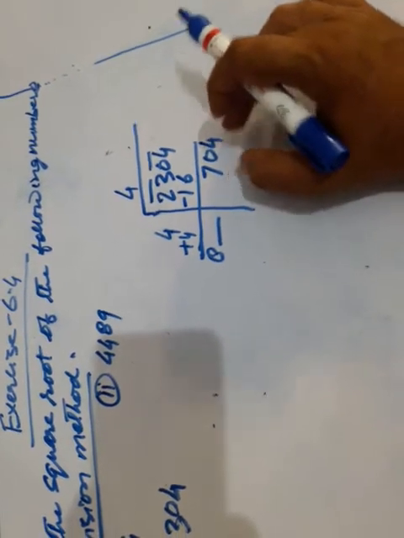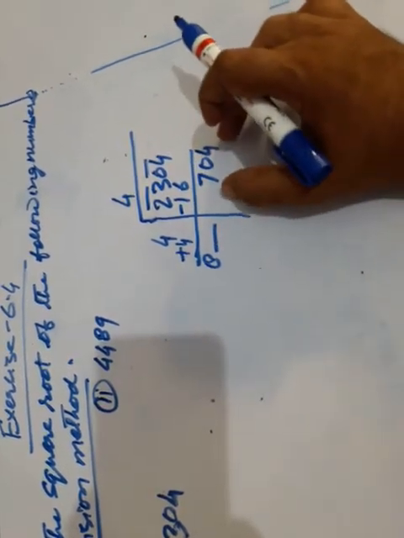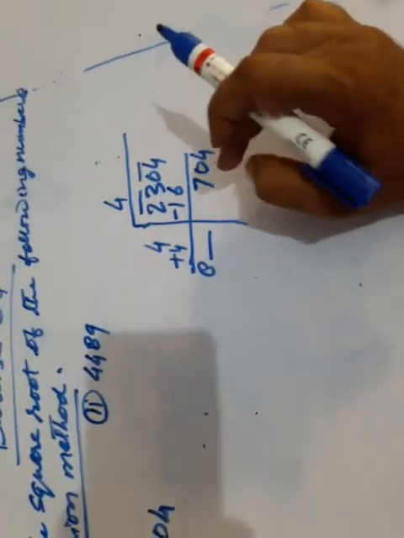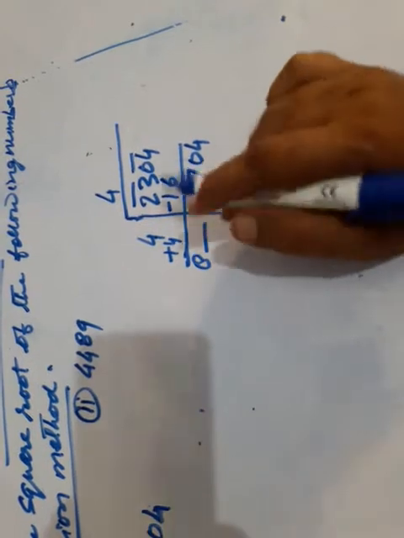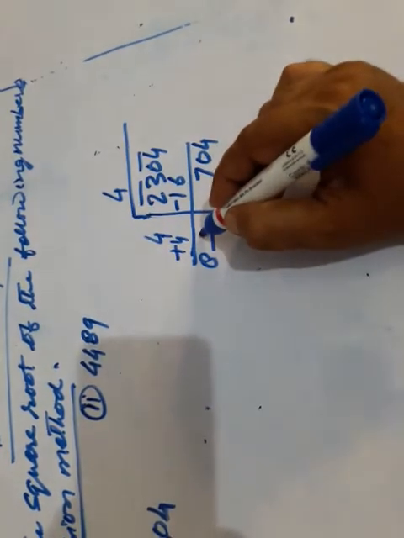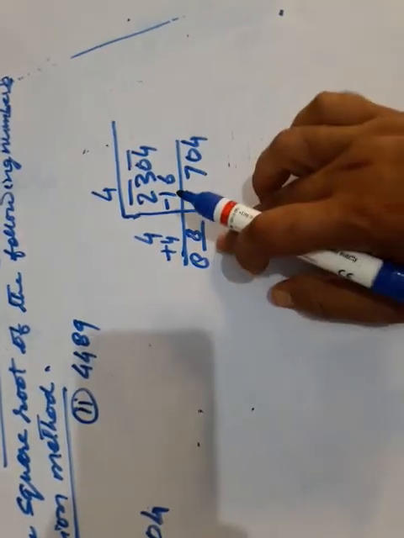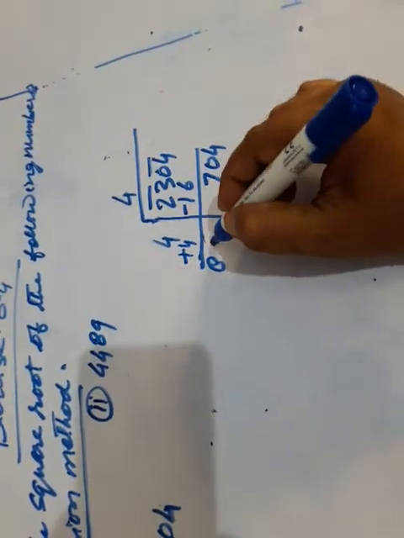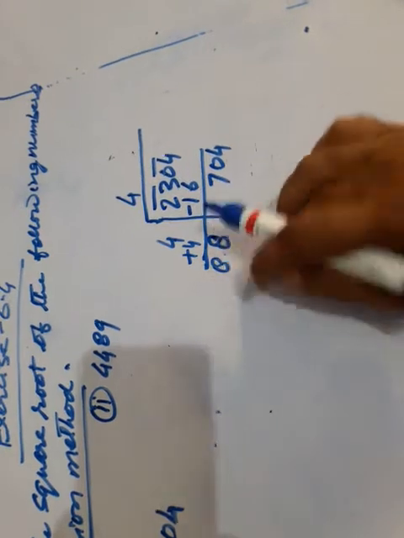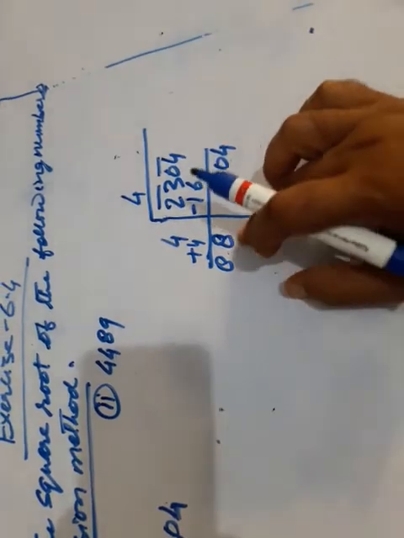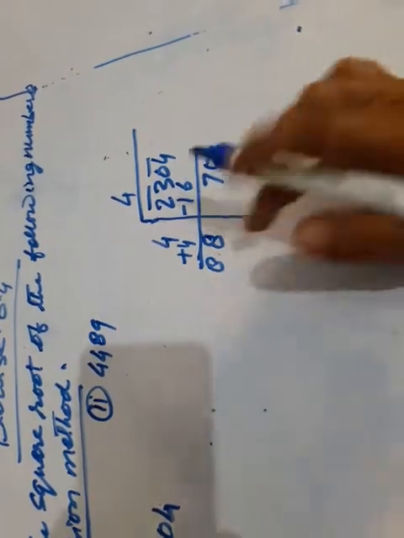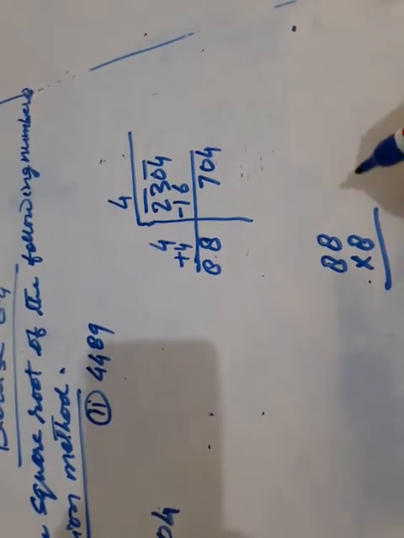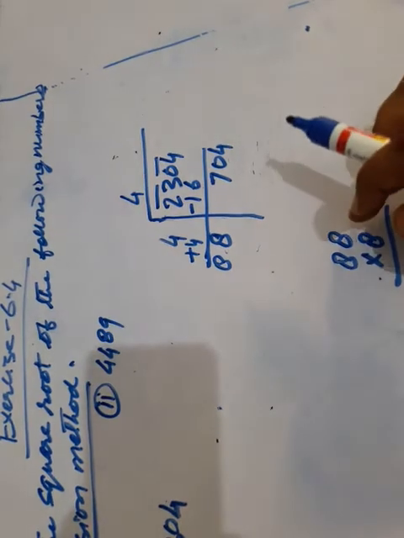Now you have to select a number according to the dividend. If we choose 8 over there, then the number became 88. Now since we have chosen 8 over there, we have to see 88 multiplied by 8.